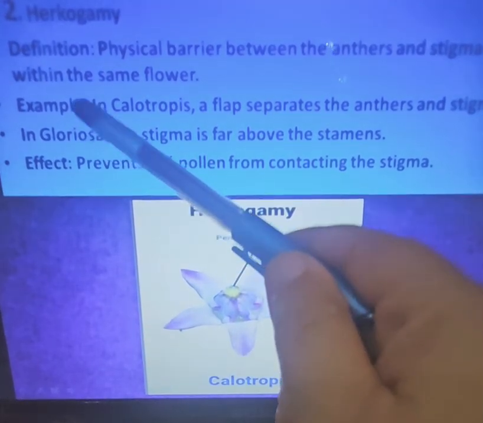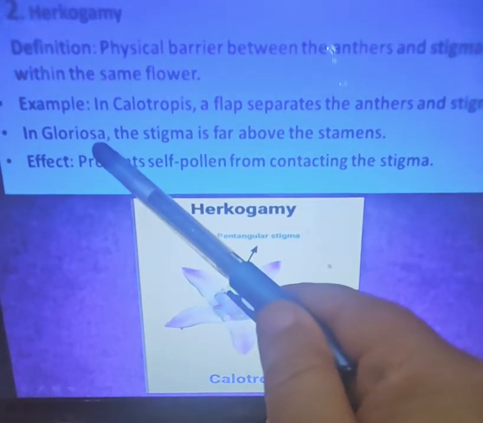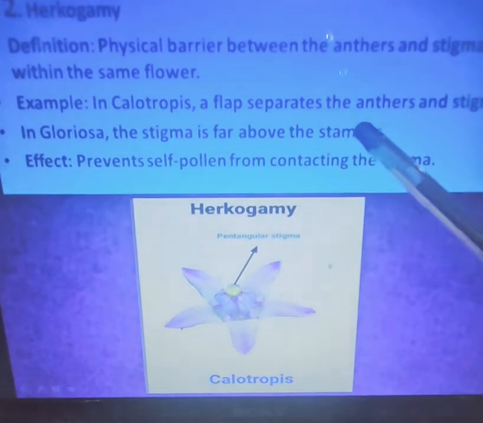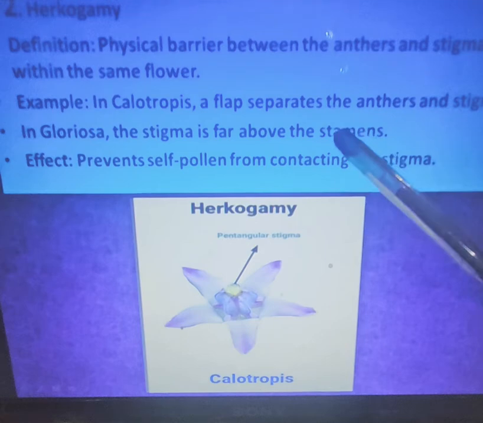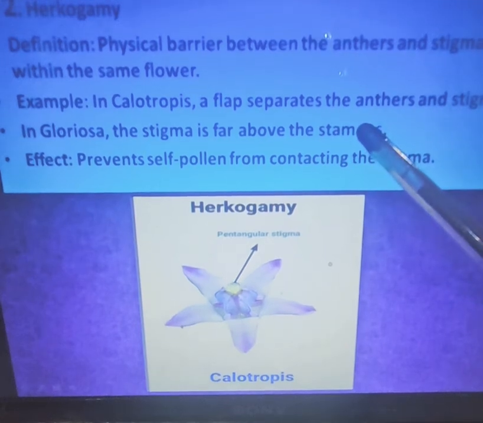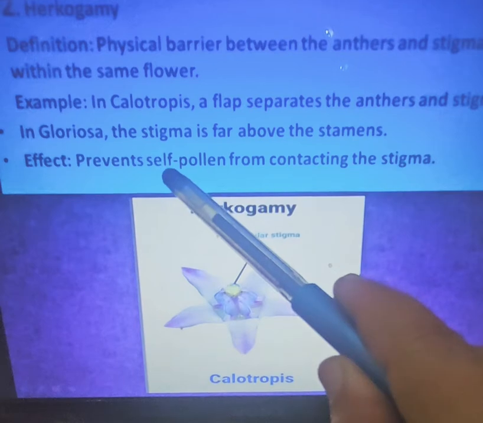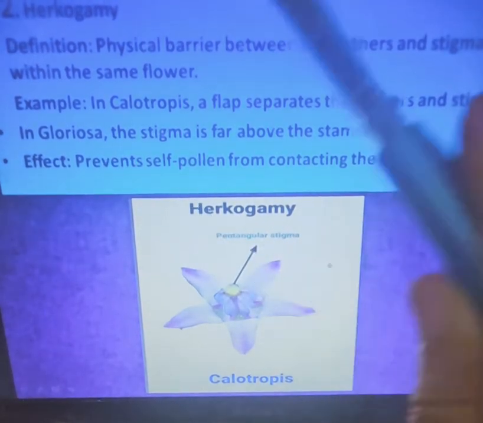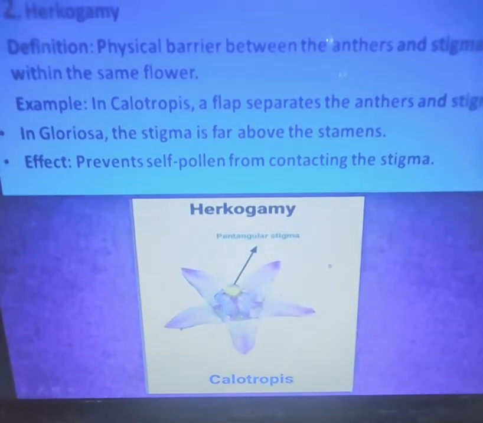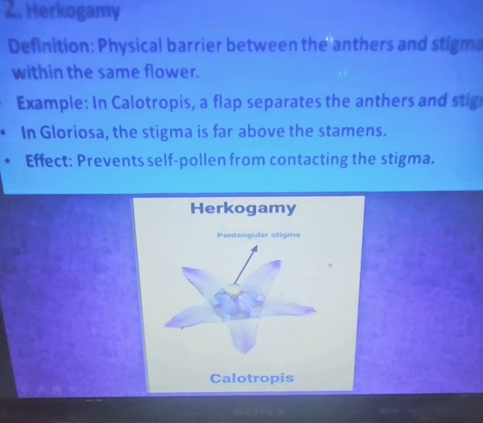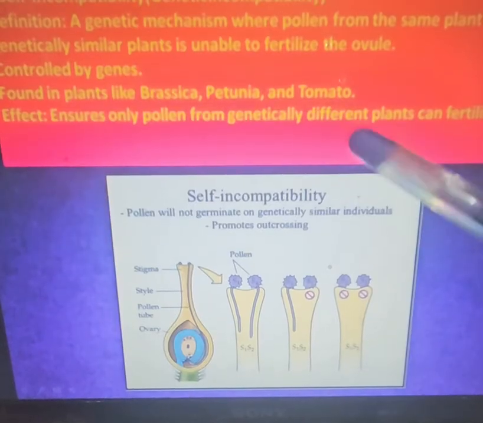Another example of hercogamy is of gloriosa. Here the stigma is far above the stamens. It is very far away from the stamens, so self pollination will not occur. Instead, cross pollination will occur. This is the second type of outbreeding device.